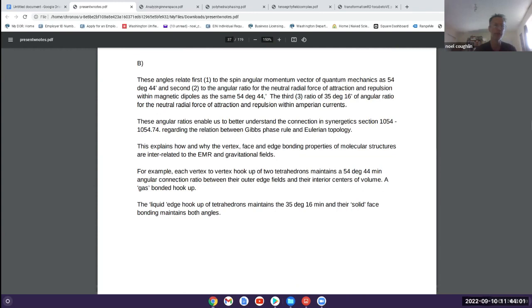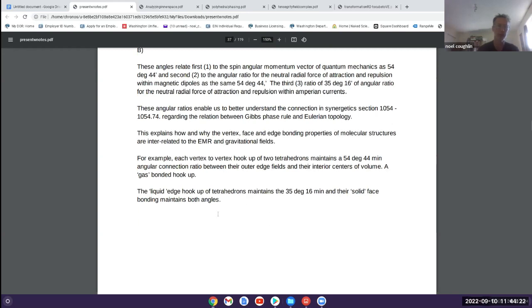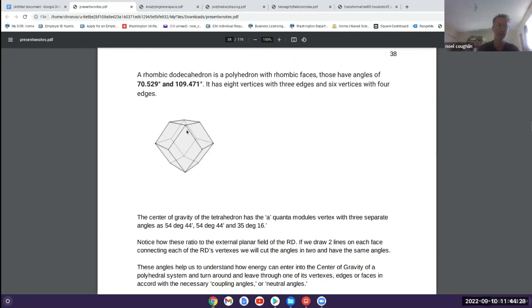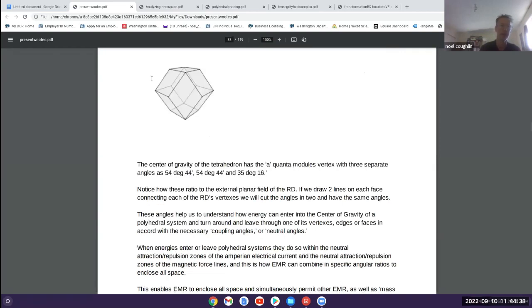These are related to Gibbs phase rule, and this may help us to understand a little bit about why the vertex, face, and edge bonding properties of molecular structures are all interrelated to the EMR and gravitational fields. For example, when the vertex to vertex hookup of 2 tetrahedrons hooks up at this degrees, the liquid edge bond hooks up at this degree, and the solid face uses both angles. A rhombic dodecahedron has the same. When you draw a line from here to here and a line from here to here, you get a 90-degree central angle. The vertex angles are then the magic angles we've been speaking of, 54-44 and 35-16.